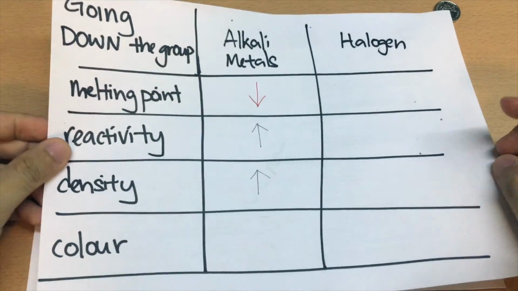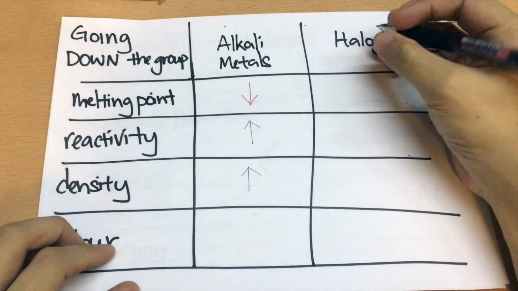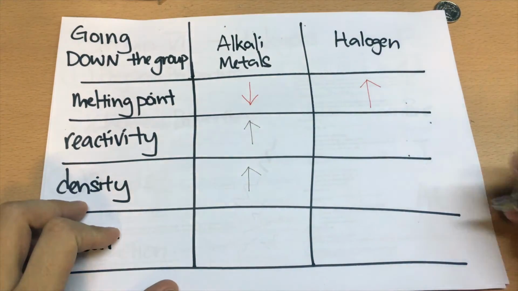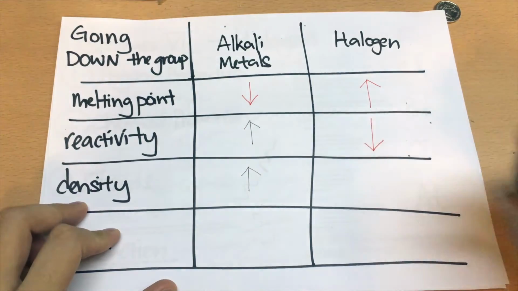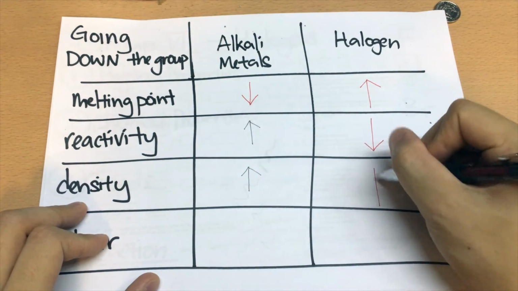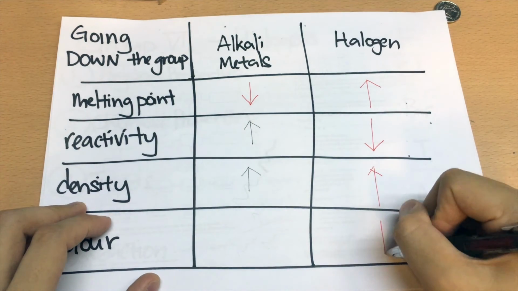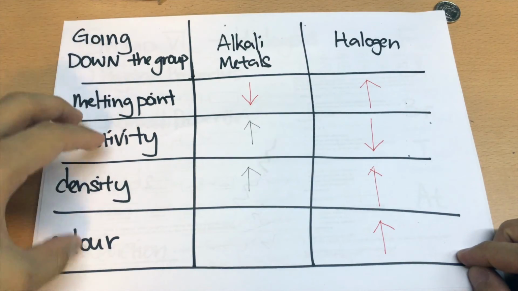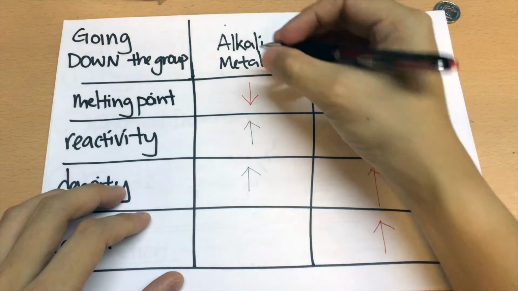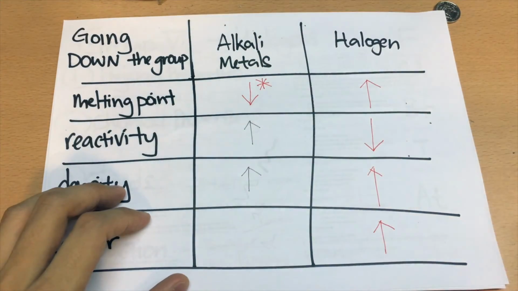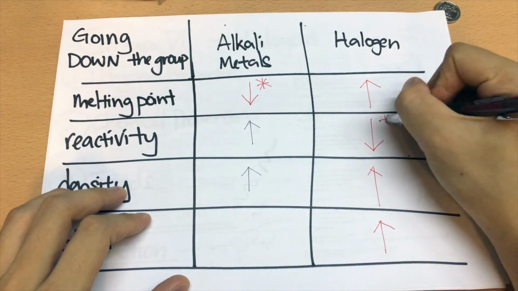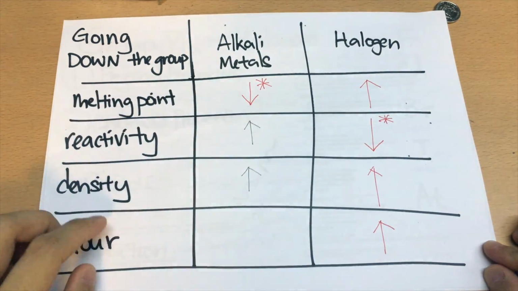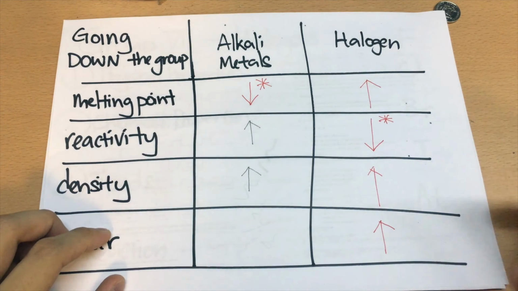So to recap the trends that we have, halogen's melting point increases down the group. The reactivity of halogens decreases down the group. The density of halogens increases and the color increases. From this table, we can actually see that generally down the group, the trend is an increasing trend. However, for alkali metals, the melting point decreases, and halogens, the reactivity decreases. So these are the 2 important trends that we need to remember, and the rest of the trends actually increases.